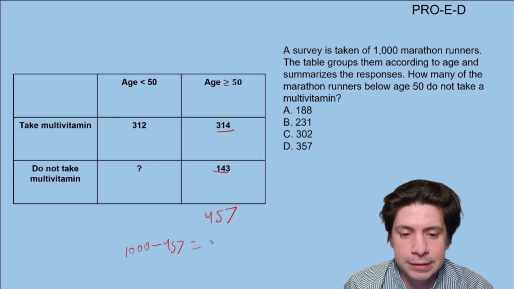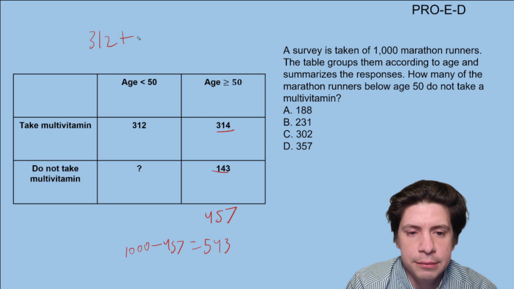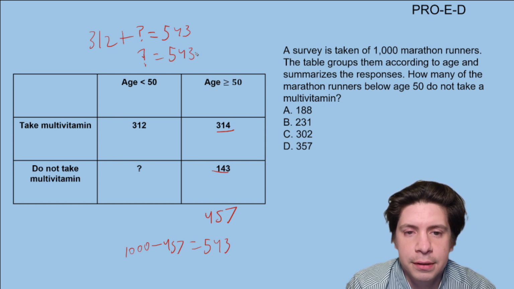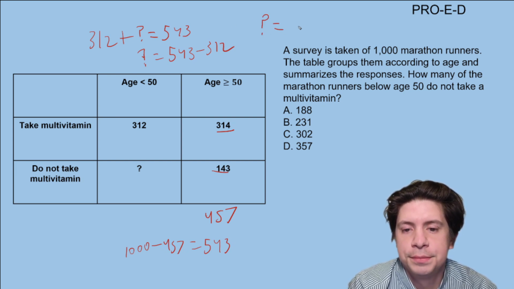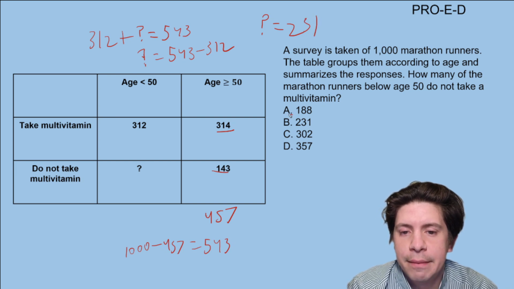And that's going to give us 543. So 312 plus question mark equals 543. So question mark equals 543 minus 312. So question mark equals 231, and that is B.